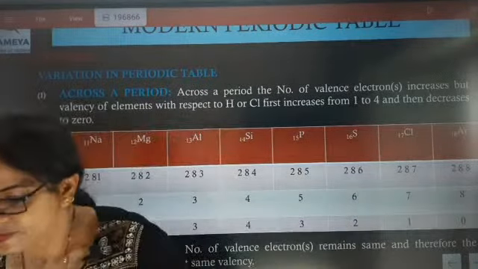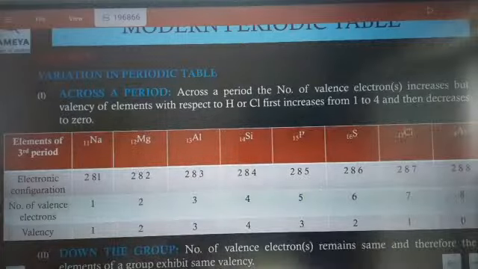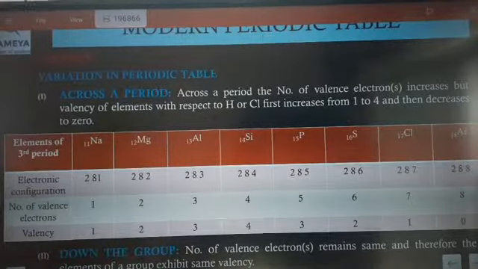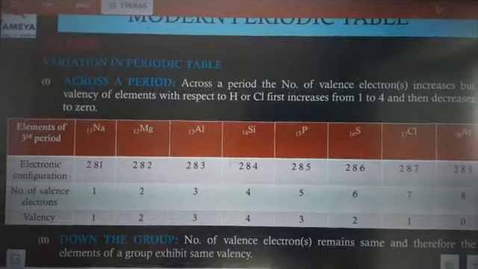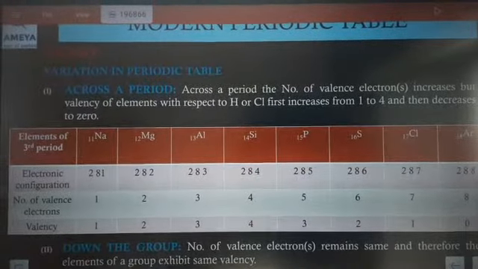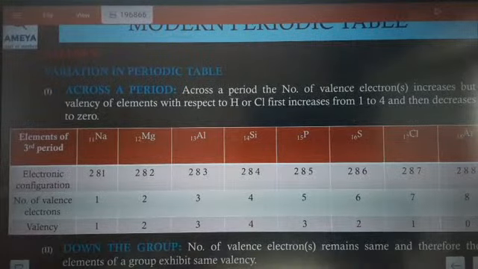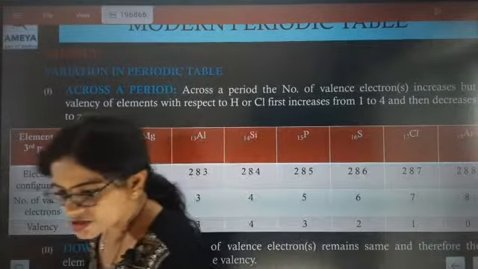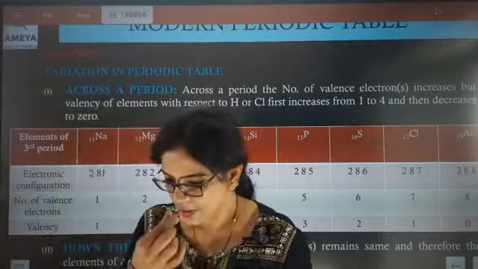Fine. Just 1 minute. Some adjustment is needed. Okay, beta, screen is fully visible to you. Okay, now listen.